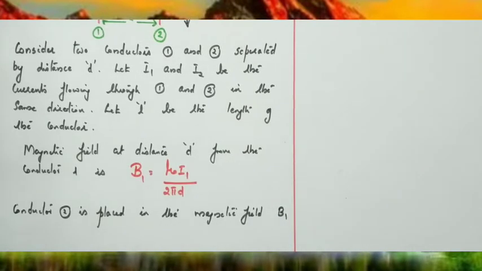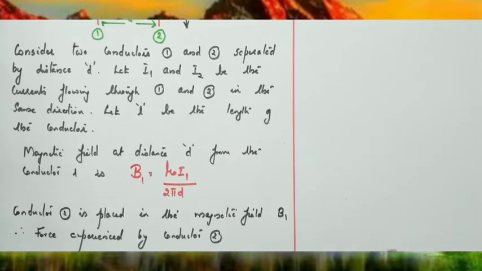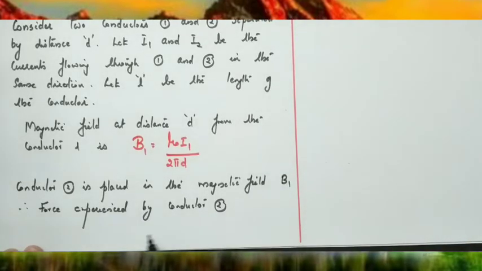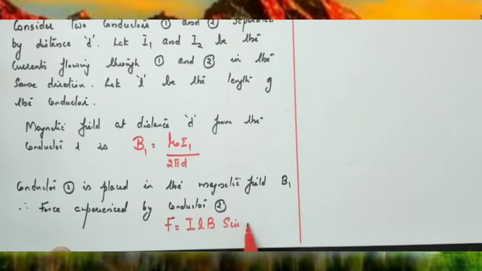Whenever a current carrying conductor of some length is placed in an external magnetic field, it experiences a force. Therefore, what is the force experienced by conductor 2? What is the formula for force? We know force is given by F equal to ILB sin theta. So, the force experienced by the second conductor due to the magnetic field provided by the first is given by F equal to ILB sin theta. This is the general formula.